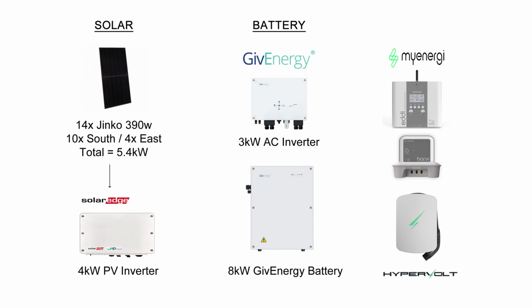But before we get into the stats, let's just remind ourselves of my solar panel system. So 14 Jinko 390 watt panels, totaling 5.4 kilowatts, 10 on the south and 4 on the east, and a SolarEdge 4 kilowatt inverter. So that's the solar side. On the battery side, we've got the 3 kilowatt AC inverter and the 8 kilowatt Gen 1 GivEnergy battery. And then of course, I've got a few extra bits and bobs, such as the MyEnergi Eddi heating the hot water, the Harvey and the Herb, and the Hypervolt EV charger.